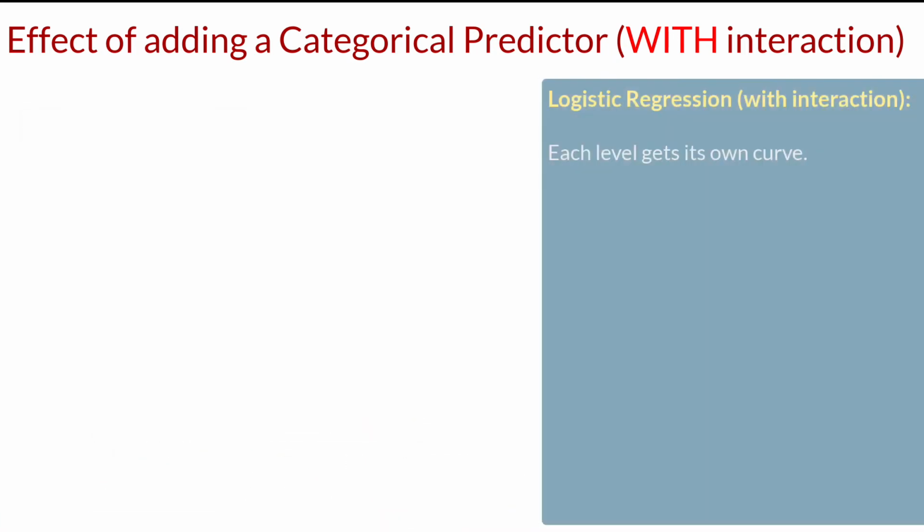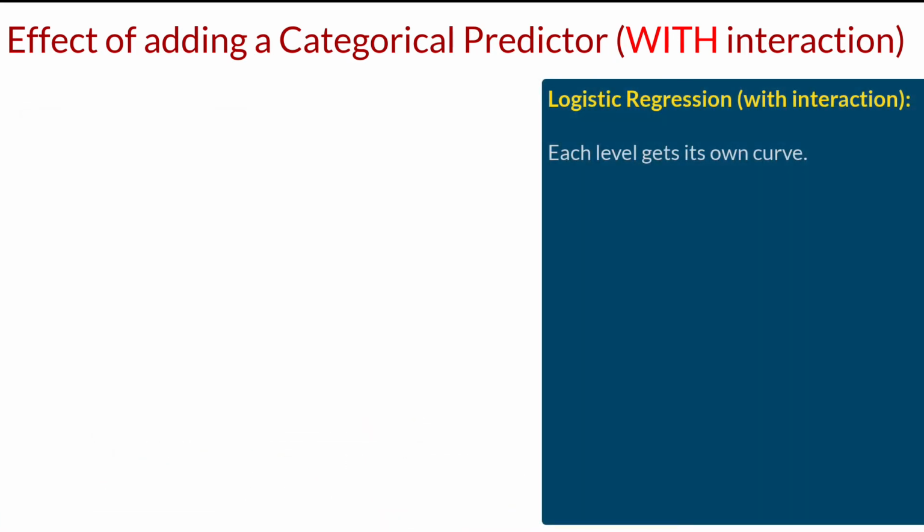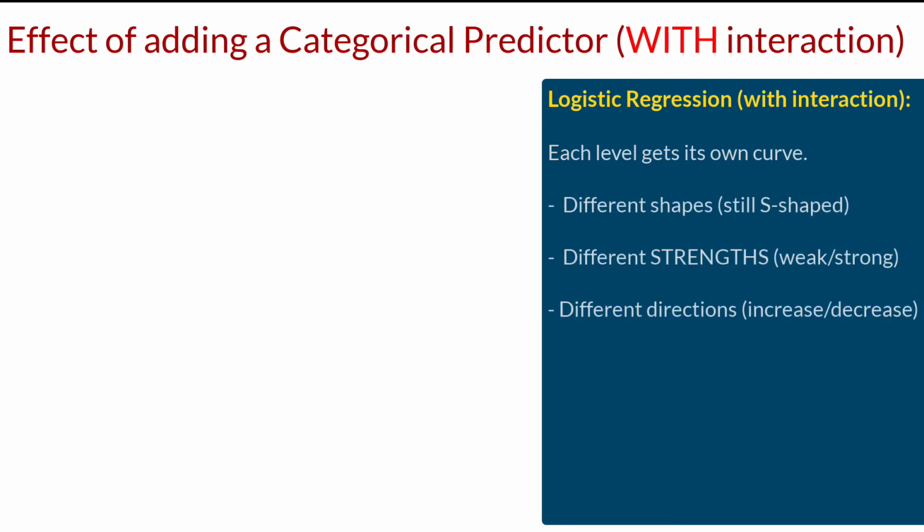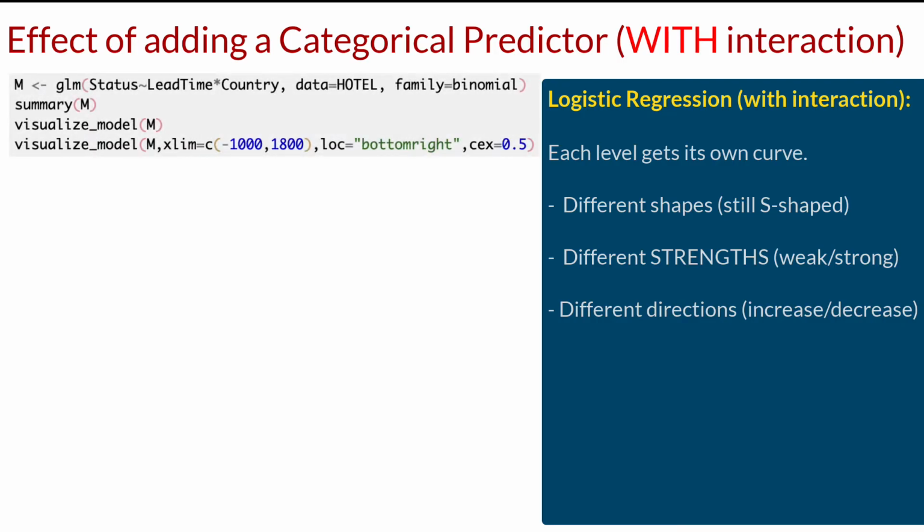Now, in a logistic regression, when we have an interaction with a categorical predictor, each level is still going to get its own logistic curve, but now those curves are allowed to look different. The levels can have different shapes, different strengths in the relationships, and can sometimes even have different directions. Let's go ahead and predict the probability that a booking is canceled from its lead time and the country of origin, allowing those two predictors to interact.